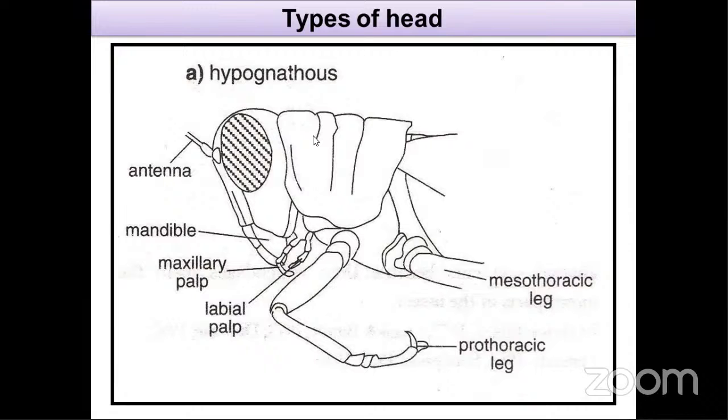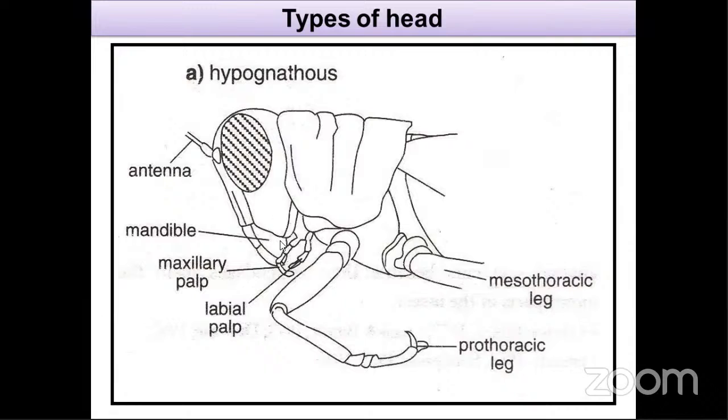First, hypognathous. What is meant by hypognathous? Hypo means below, and gnathous means jaws. Hypo means below. You can see these are the mouth parts, and the mouth parts are below.